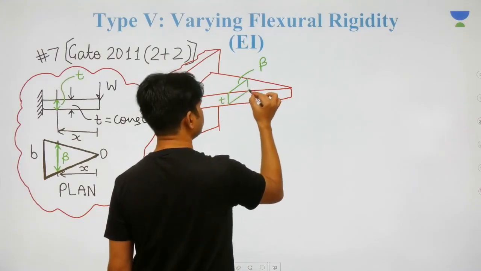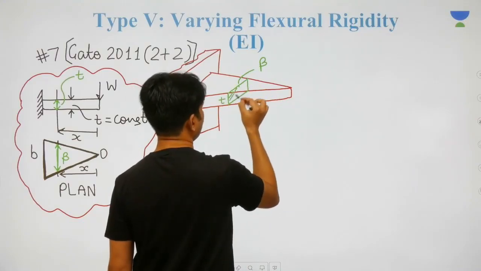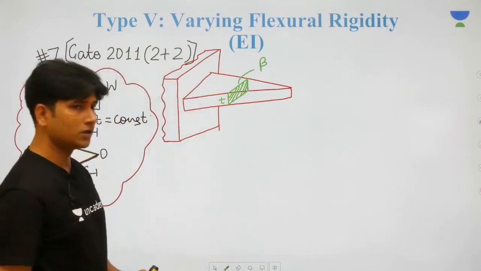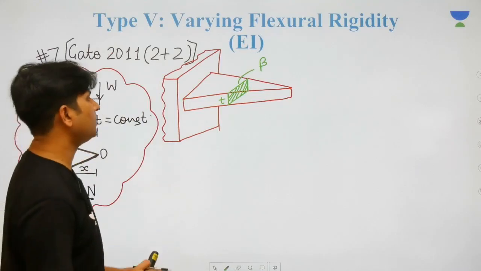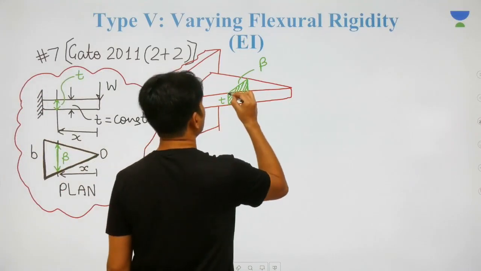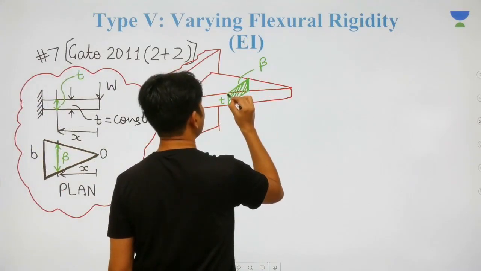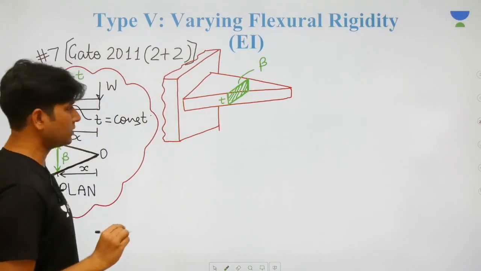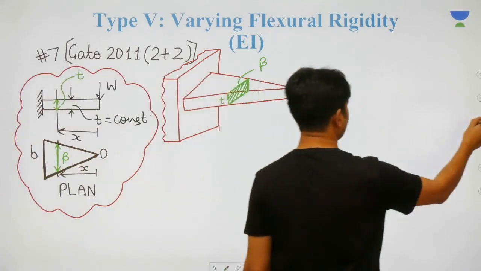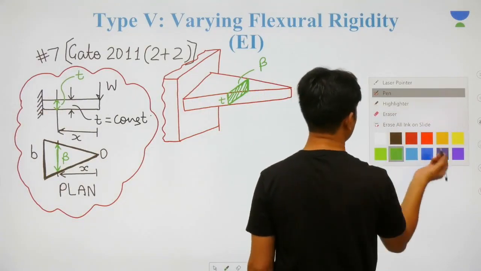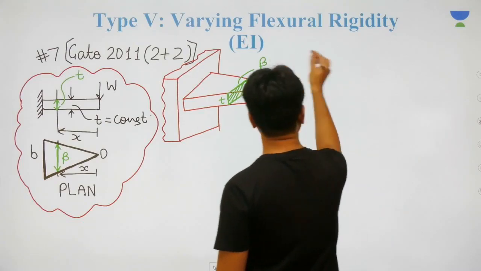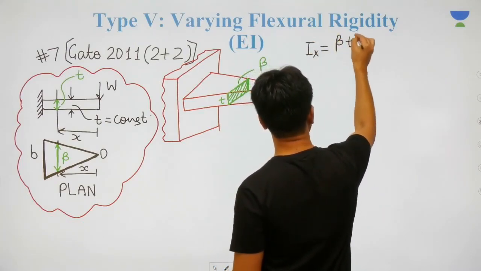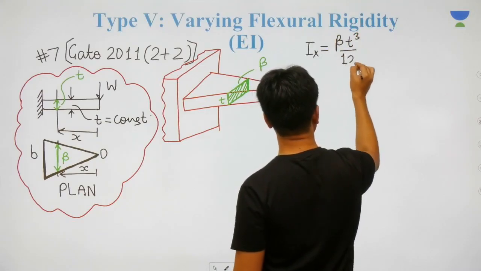Now what is this, sir? Is this rectangular or not? If you cut the beam anywhere, you will see nothing but a rectangle. And the moment of inertia is simply b d cube by 12, or b h cube by 12. So the moment of inertia at x position is simply going to be beta t cube divided by 12.